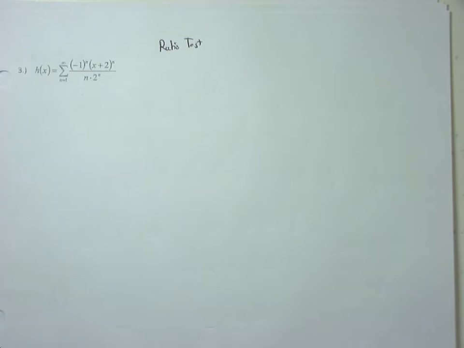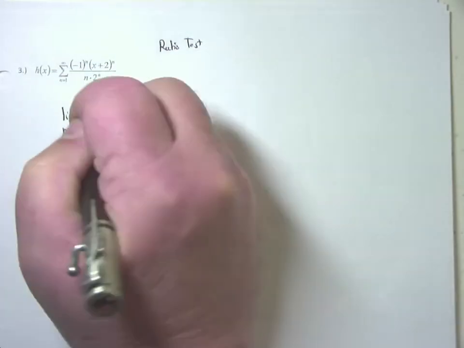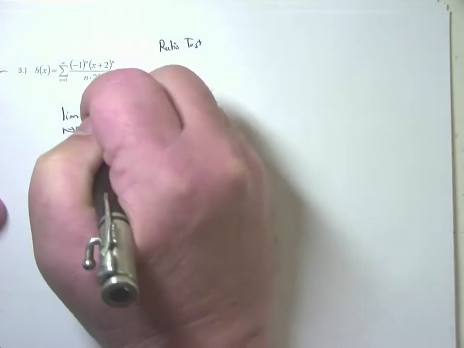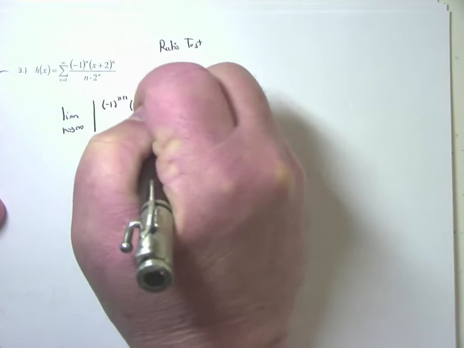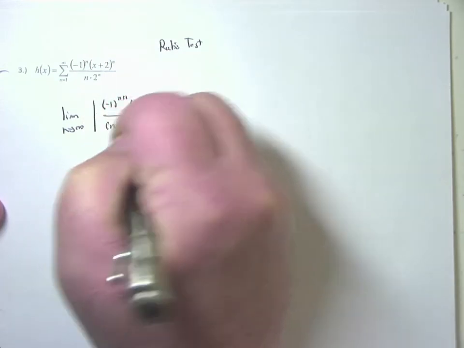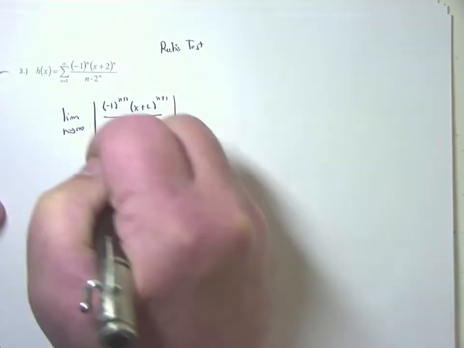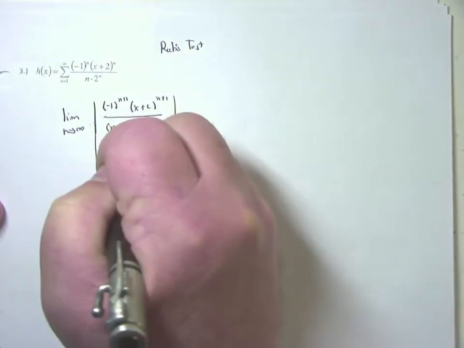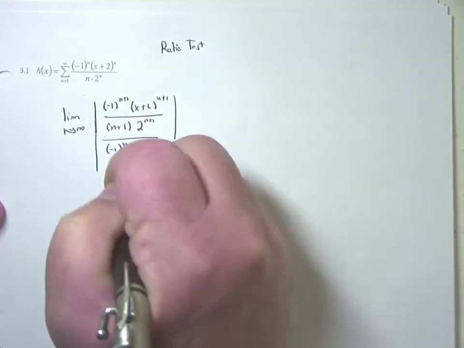So ratio test. This will be equal to the limit as n approaches infinity of the absolute value of a(n) plus 1. This will be -1 to the n plus 1, x plus 2 to the n plus 1, over n plus 1 times 2 to the n plus 1, divided by a(n), which is -1 to the n, x plus 2 to the n, over n times 2 to the n.